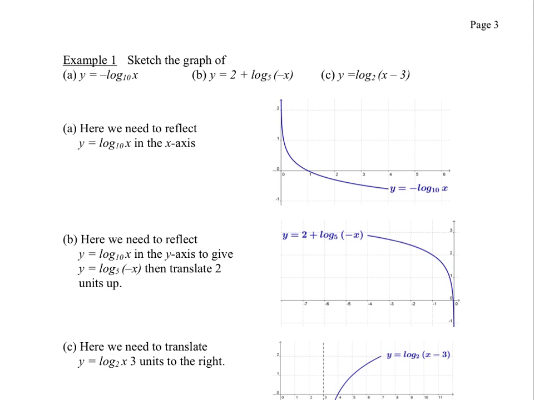So there was a point, the point (1, 0), that the original graphs all went through. What's happened is that point, which would be somewhere over here, has been reflected over the y-axis to here, and then 2 has been added to it to move it up here.